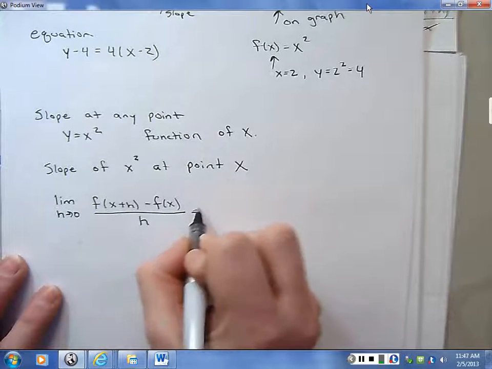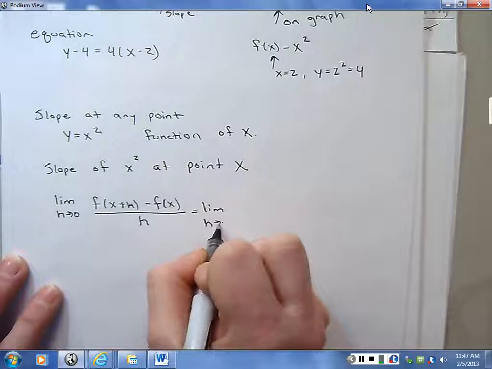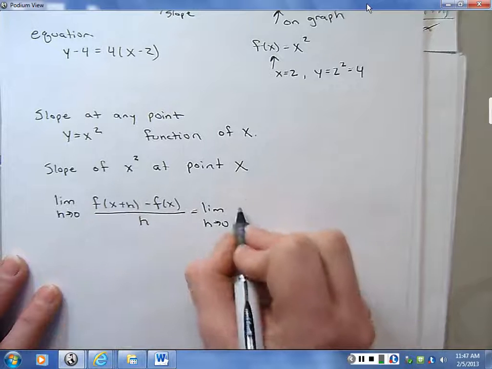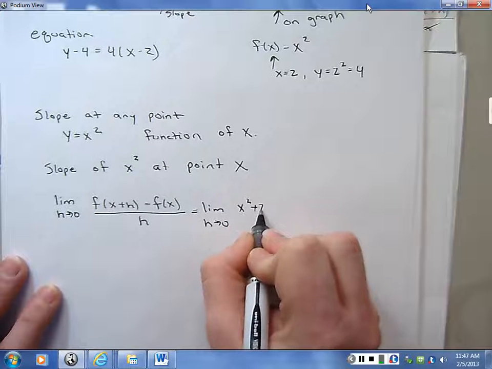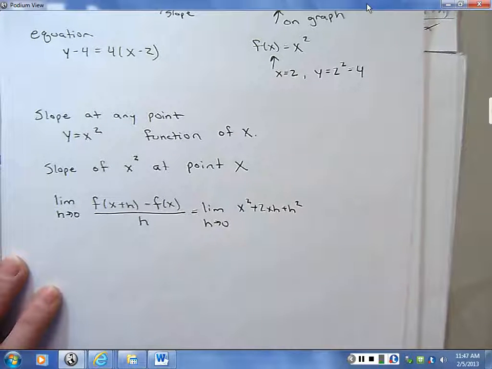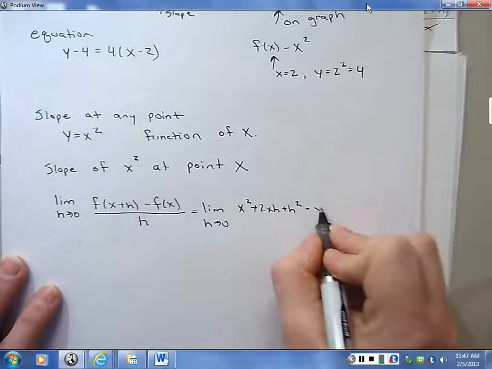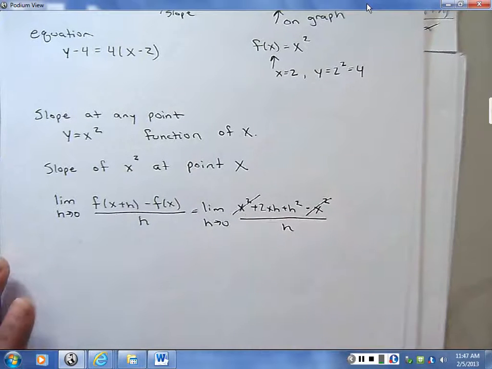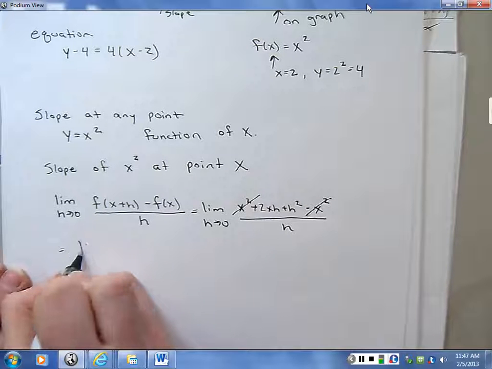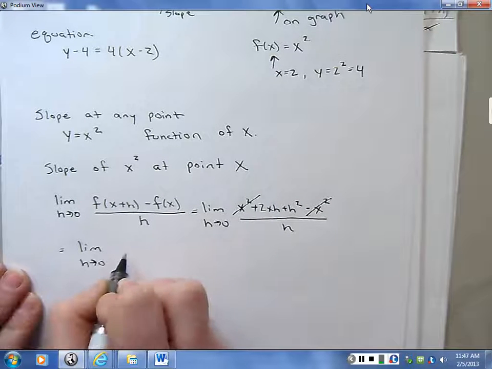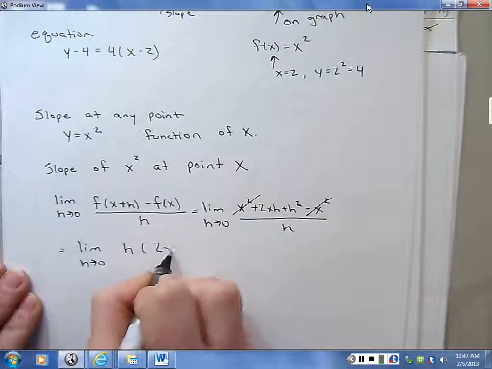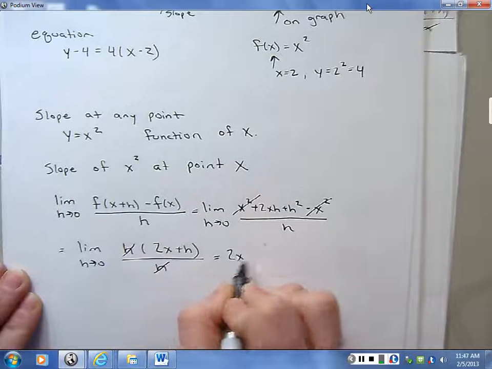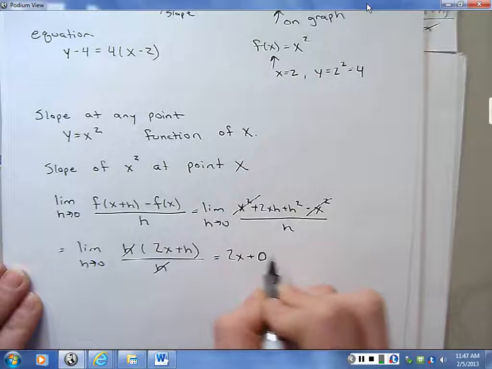Okay, so now I have the limit as h goes to 0. F of x plus h, I take the function, I plug in x plus h, I end up with x squared plus 2xh plus h squared minus x squared over h. So the x squareds on top cancel. If I pull out the limit as h goes to 0, if I pull out an h, I'm left with 2x plus h over h. That cancels. I'm left with 2x plus 0, which would be 2x.